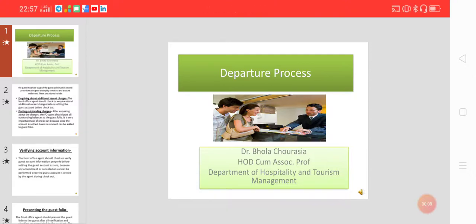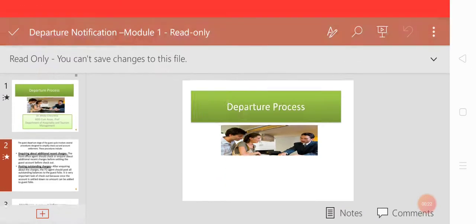See, what is departure procedure? The departure procedure is a process when the guest is going to check out from the hotel, or it is the last phase of the guest cycle. That is called the departure procedure. Now come to the second slide.